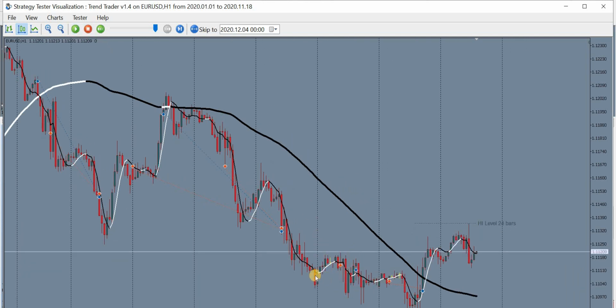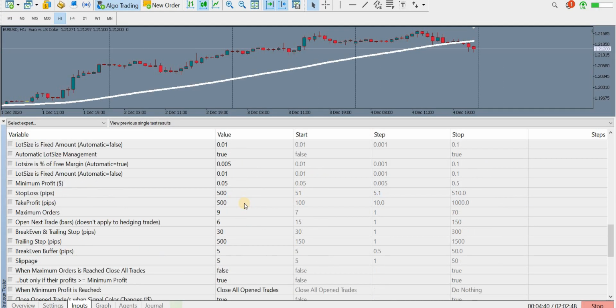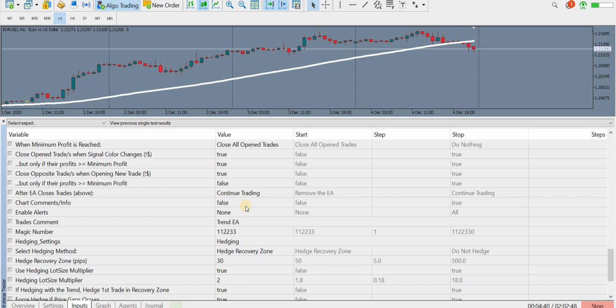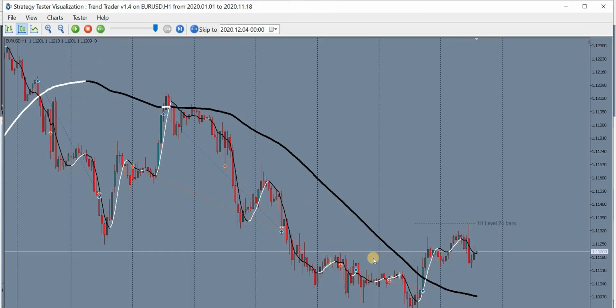And then it continues to trade according to the trend. We are selling because we are under the trend line. The trend line is also black color. These two criteria must be met, because I have chosen to determine the trend by the trend line price position and the trend line color. Again, these are explained.